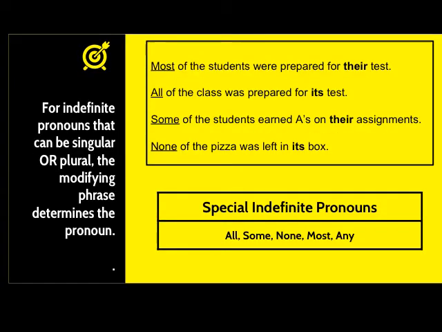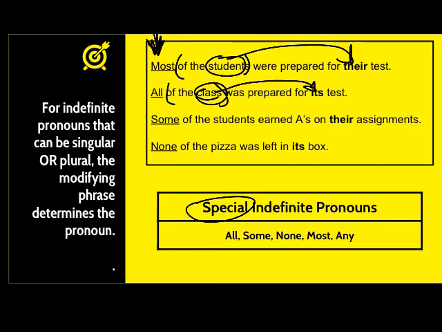And the third case, these indefinite pronouns that can be singular or plural, we have to again look at that modifying phrase and decide which pronoun needs to follow the antecedent indefinite pronoun. All of my antecedents are the first word of these sentences: most, all, some, and none. Because they can be either, they're special, so I have to look at the phrases following. Here I have most of the students, plural students, their pronoun. All of the class, one class, so singular pronoun.